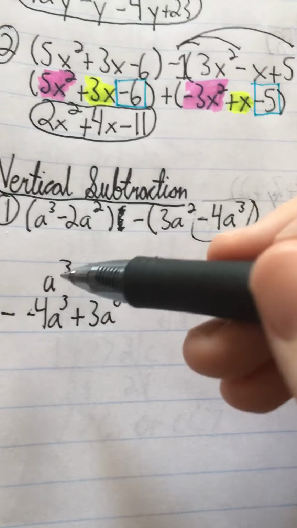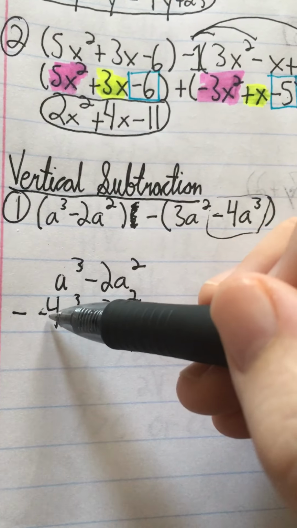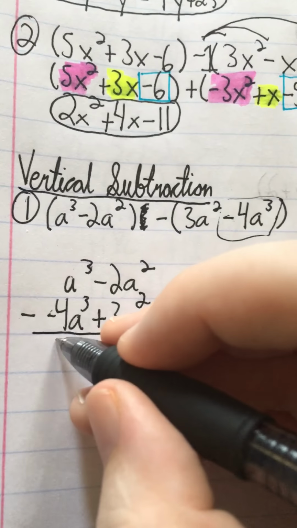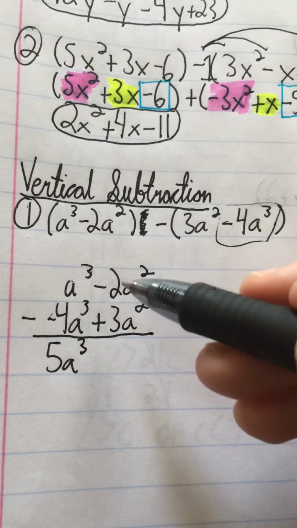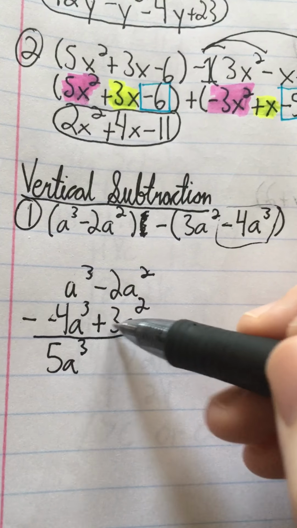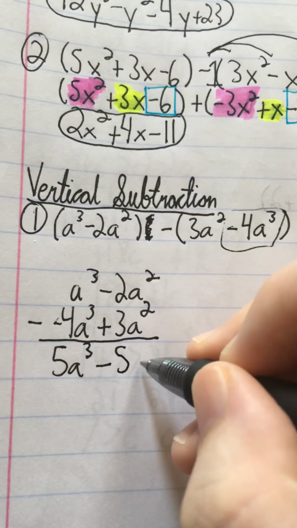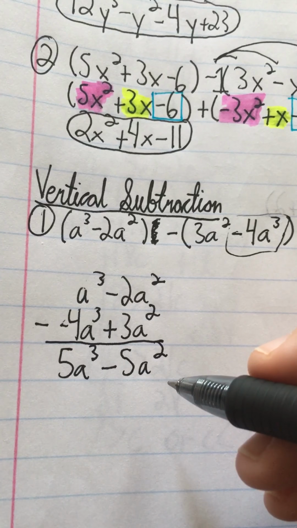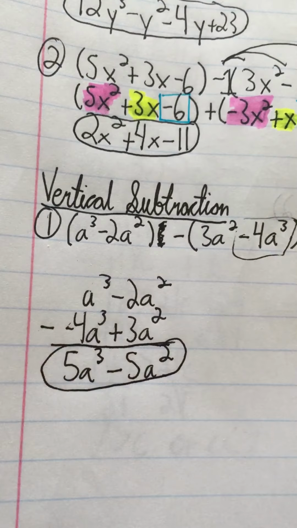All right, so we have a positive a cubed minus a -4a cubed, which leaves us with a 5a cubed. And then we have a -2a squared minus a positive 3a squared, which leaves us with a -5a squared. We check that we don't have any leftover like terms. We don't. So this is our final answer.